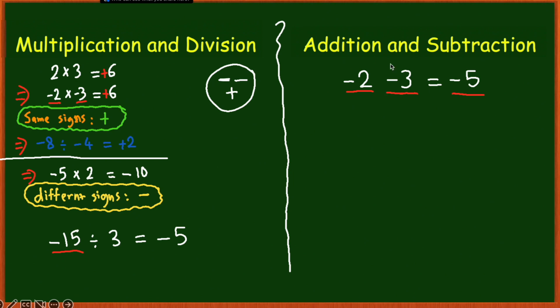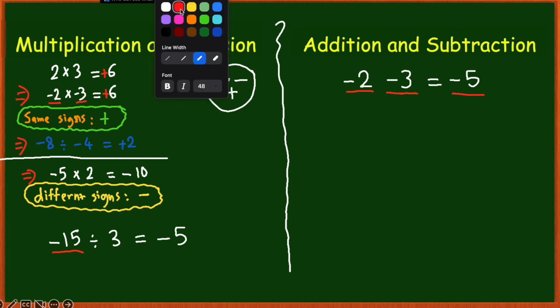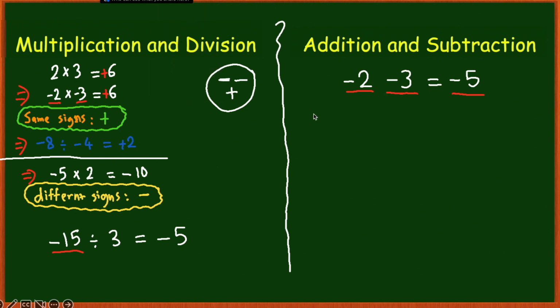So this is the rule basically. Whenever we have same signs, let's write that down and then examine the rule. We'll say whenever we have same signs and we're adding them, we add the 2 digits and we keep the same sign. Keep same sign for the answer.